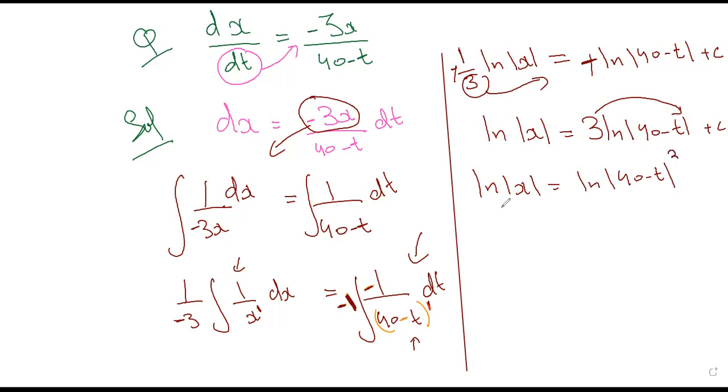Okay. And now I need x only. So what do I do? I will take e on both sides, right? So you get x equals 40 minus t cube. X equals 40 minus t cube plus what? Plus c. Minus t cube, yeah, plus c. Yes, plus c. Why were you saying minus t cube?